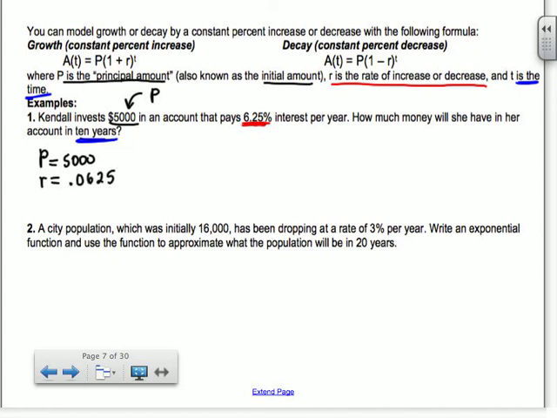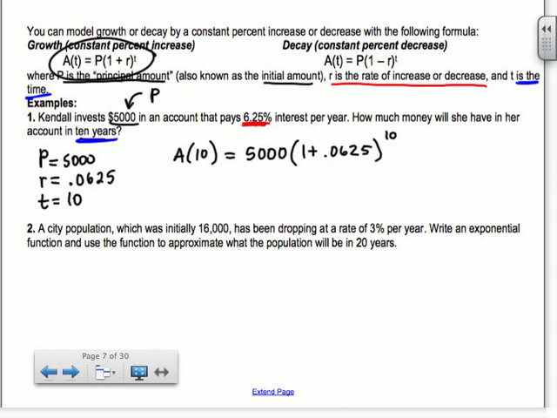All right, and then time is 10. So our amount after 10 years, we notate that by A of 10, just like f of x, f of 5 is f parentheses 5. It's not f times 5. A lot of people think this is 10a. This is just saying the amount after 10 years. So your amount after 10 years is your principal amount times 1 plus r raised to the t. So I'm using this formula right here.